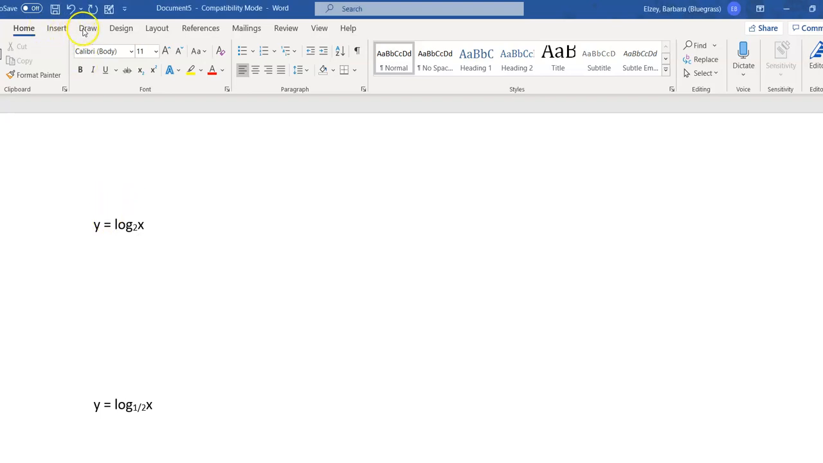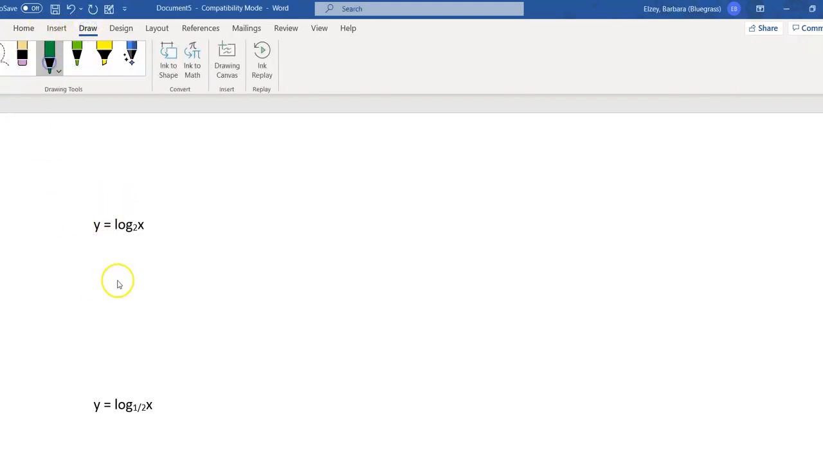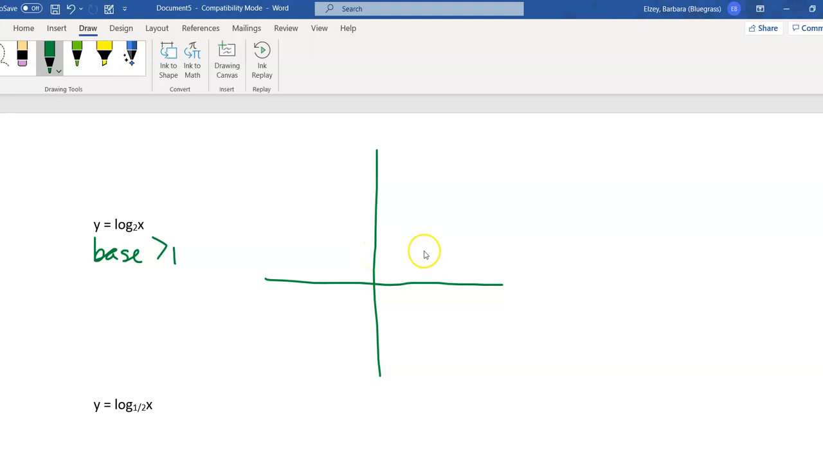So let me use our draw feature here. And let's note that our base, in this instance, is greater than 1. So when we have a base bigger than 1, first of all, we're going to have 2 points that always occur in our logarithmic graphs. The first point is 1, 0. That will always be in any basic logarithm graph.